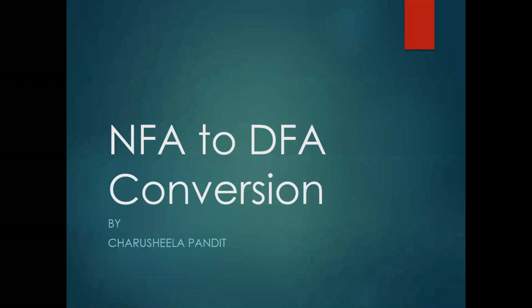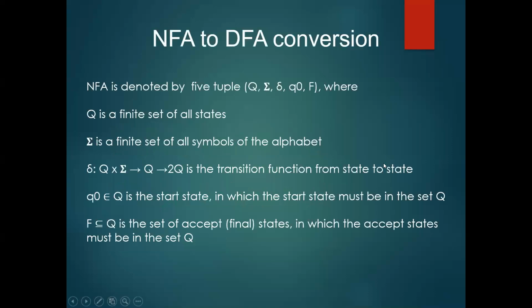So today we are going to discuss NFA to DFA conversion. You know that an NFA can be denoted with the help of five tuples: Q, sigma, delta, Q0 and F. And you know the meaning of all these five symbols.